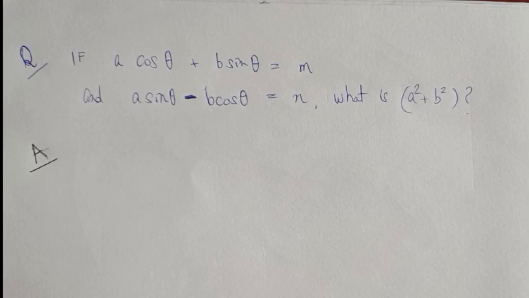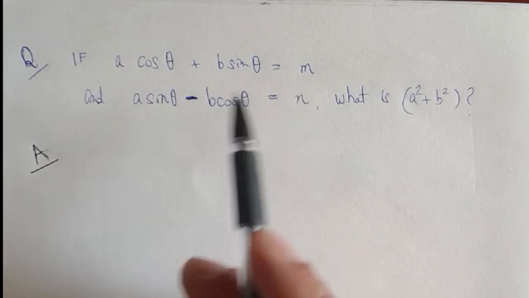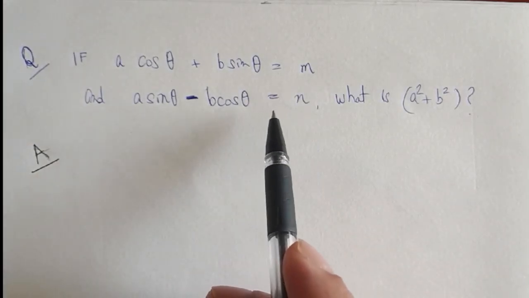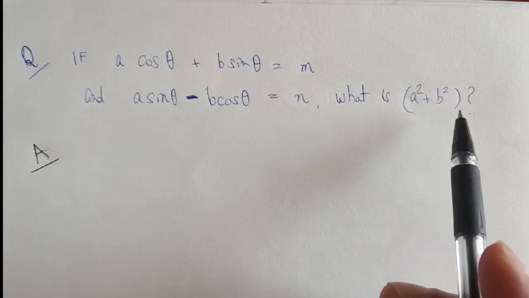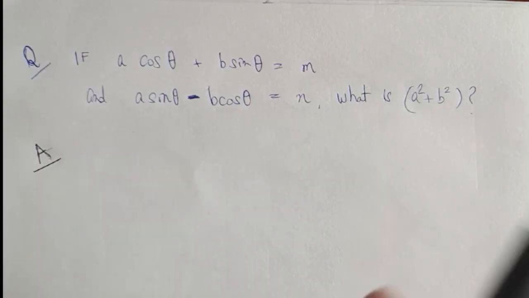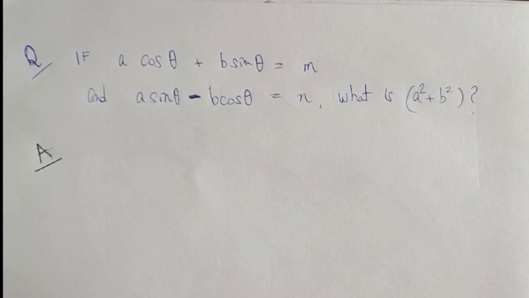Okay, moving on to a second problem. If a cos theta plus b sin theta is equal to m and a sin theta minus b cos theta is equal to n, what is a squared plus b squared? Looks difficult? Not at all. We will just solve this together.